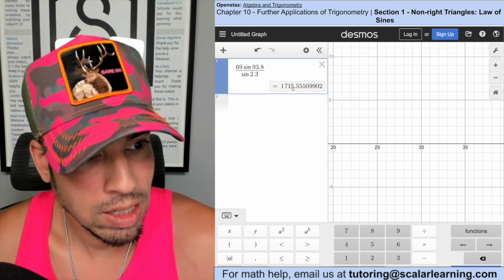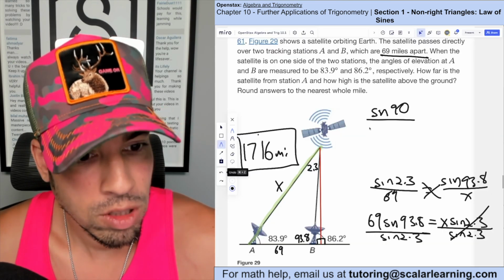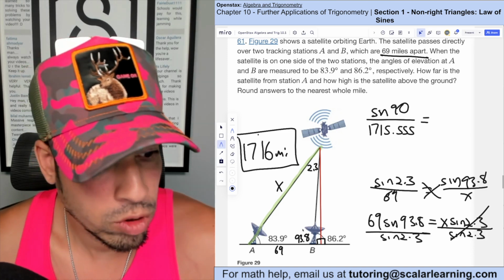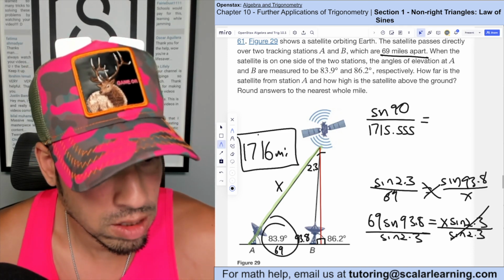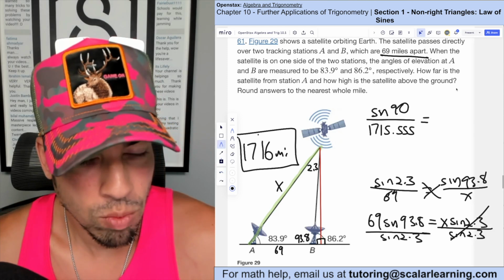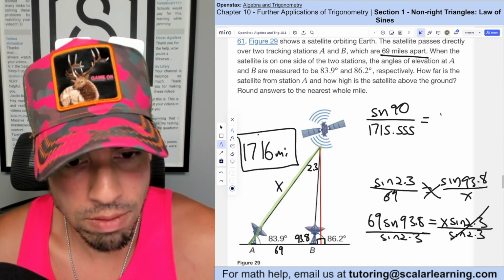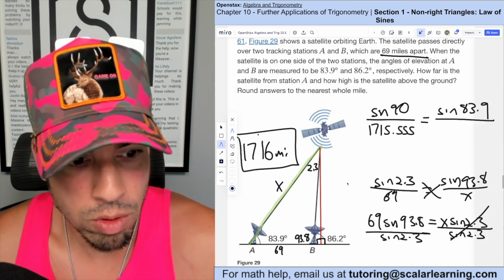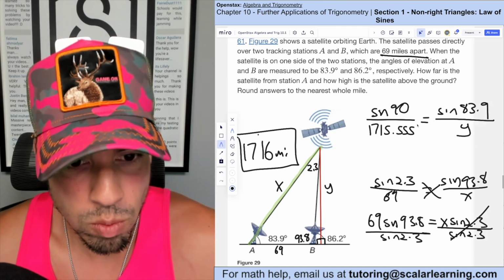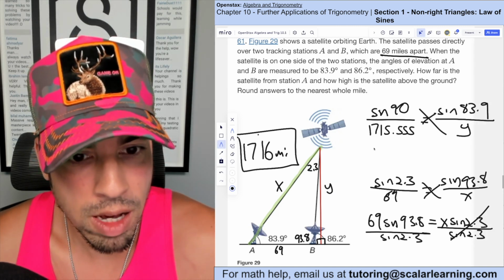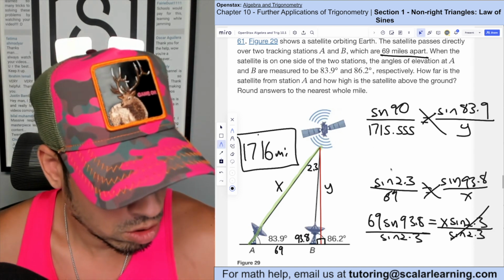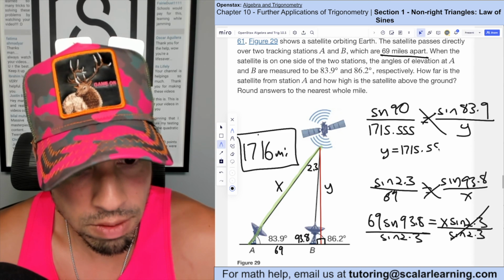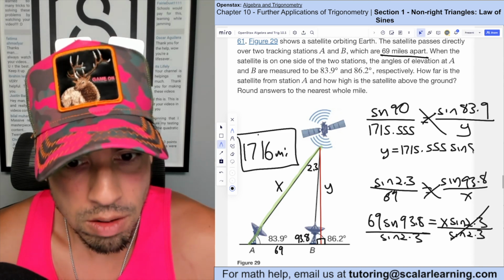So I'm going to use 1715.555, just to give it a little bit more of an exact answer, is equal to, and then we're going to use sine of this angle because it's opposite the big red side, which is that vertical distance. So sine of 83.9 over, let's call this y, over y. So now we're going to cross multiply. And again, sine of 90 is 1. So literally we just have y equal to 1715.555 times sine of 83.9.